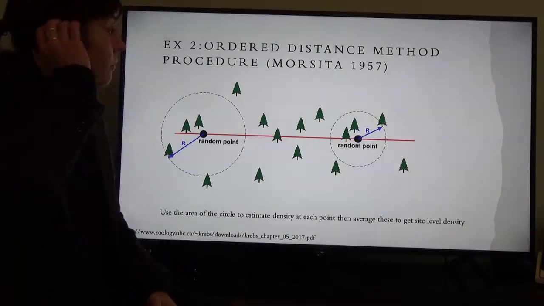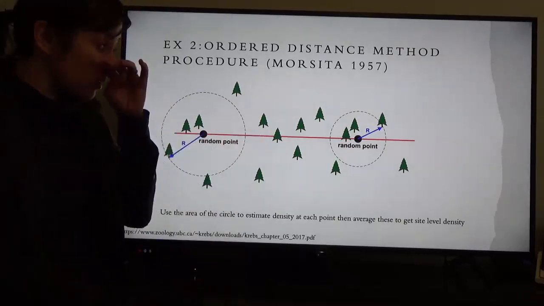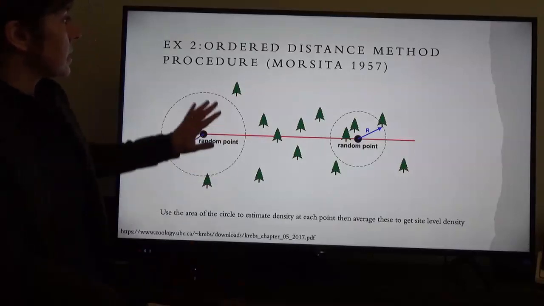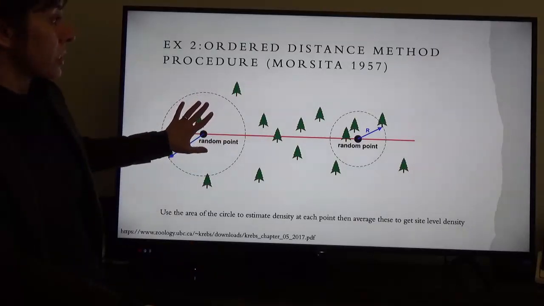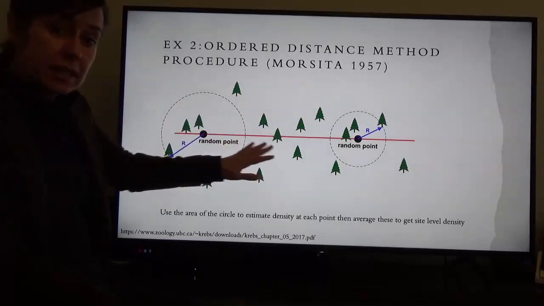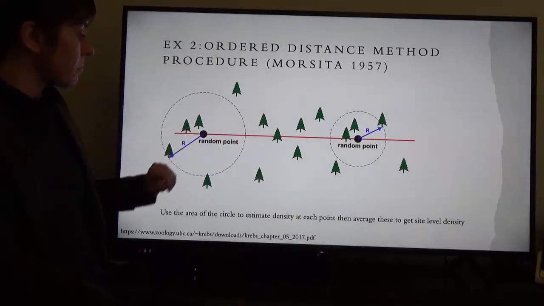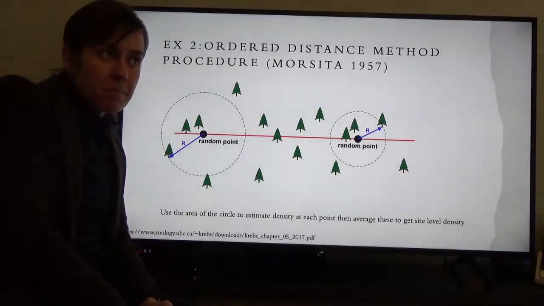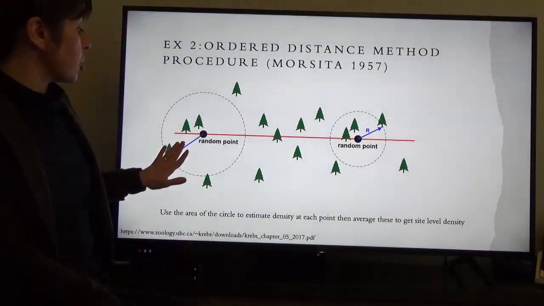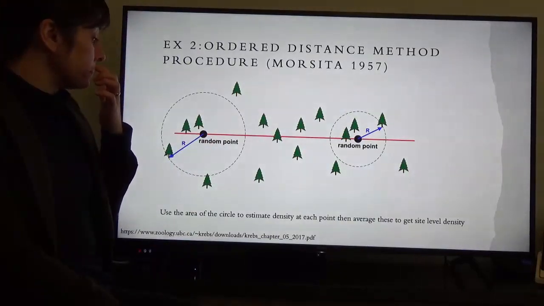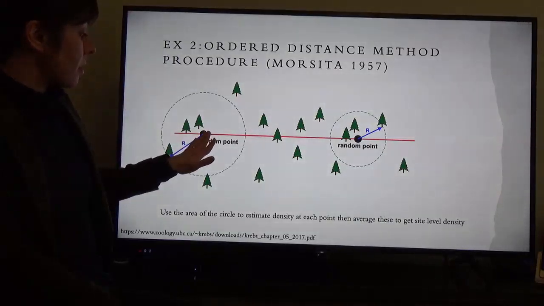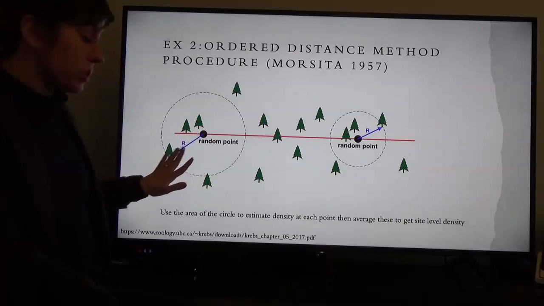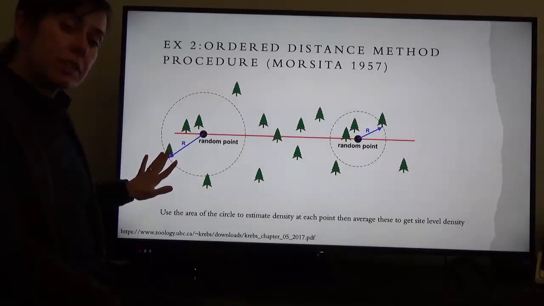Another example of a distance method, and this is really commonly used by plant biologists, by forest ecologists, is this ordered distance method. So again, you have a transect, so you're walking along a transect, you have some random point that you're sampling at, and what you do, because we're working in this case with immobile organisms, is you find the nearest 3 individuals, and you measure the distance to the furthest 3rd individual.